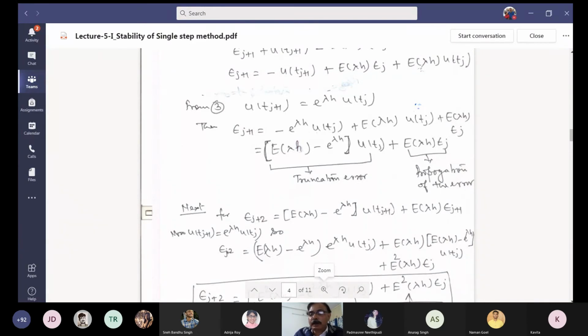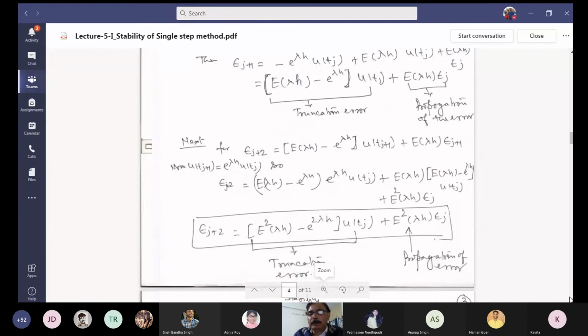Whether it is power, e to power lambda h, or something is multiplied or added there. What is happening to that? So we'll just try to see at the j plus second stage. So epsilon j plus 2 will be this quantity into utj plus 1. Instead of tj, it will be tj plus 1, and e lambda h epsilon j plus 1. We'll put epsilon j plus 1 in terms of epsilon j.